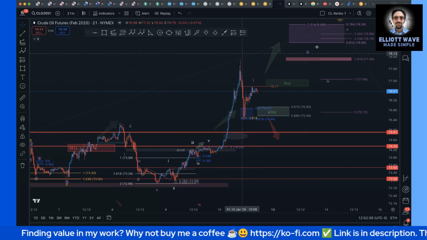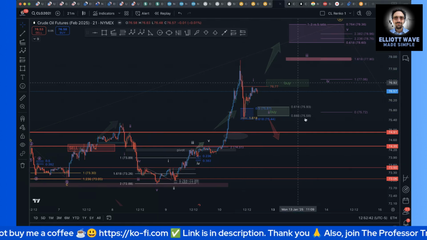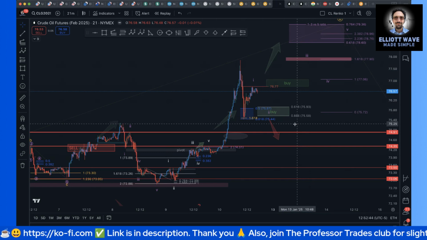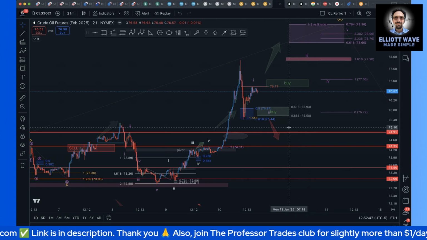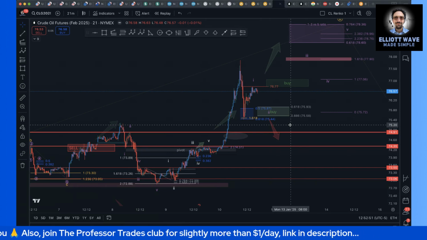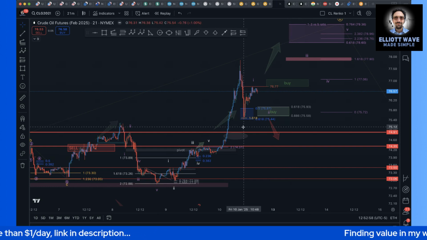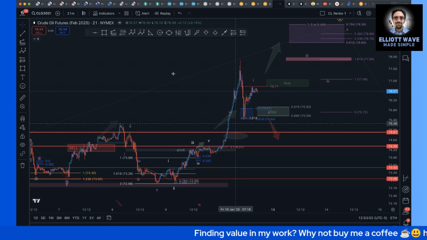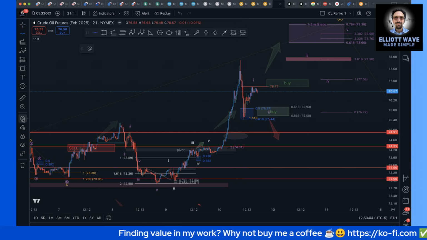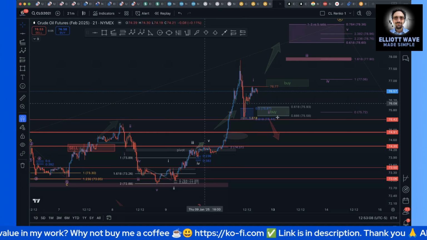Okay, so that's the idea. And here's the parameters. So you don't want to see below 75.44. By the way, this is the February contract, crude oil futures February contract. You don't want to see below 75. What is this low? 75.40. 75.42. So in fact, let's just put a line there. Let me just put a level there. Do not want to see below 75.42.